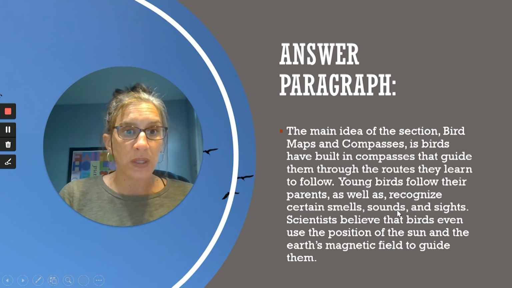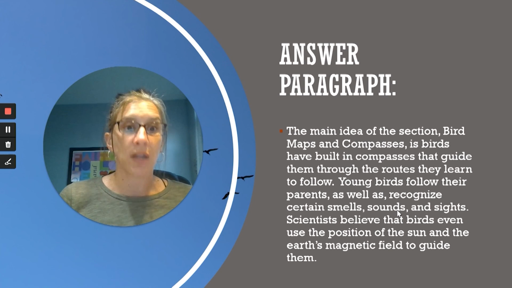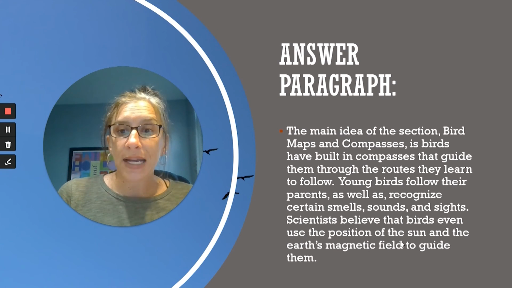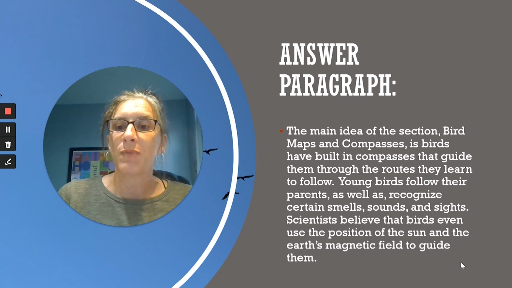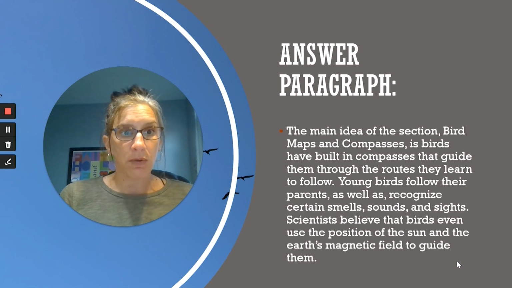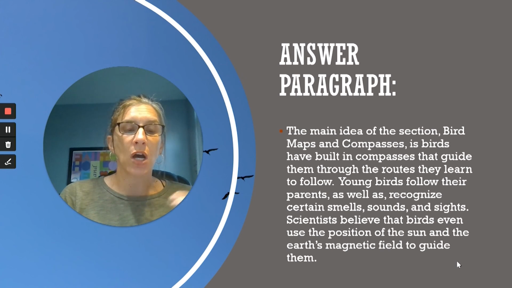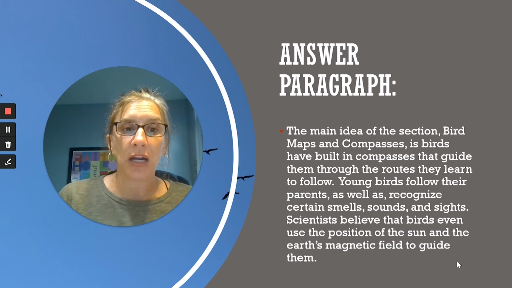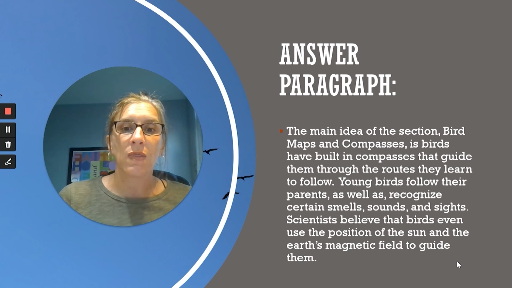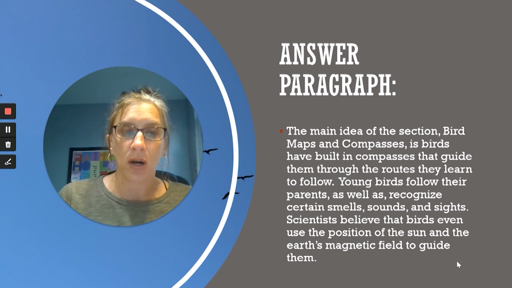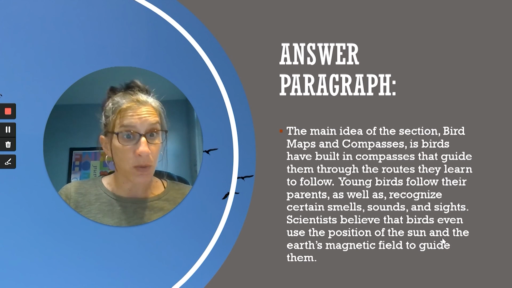Remember, we don't want to quote the text specifically. We want to summarize what we have read. Scientists believe that birds even use the position of the sun and the Earth's magnetic field to guide them. And remember, we did not find this in one paragraph alone. It was dotted throughout a couple different paragraphs, which means it covers that whole section, and so we know that these details really support our main idea well. So that's our work together.